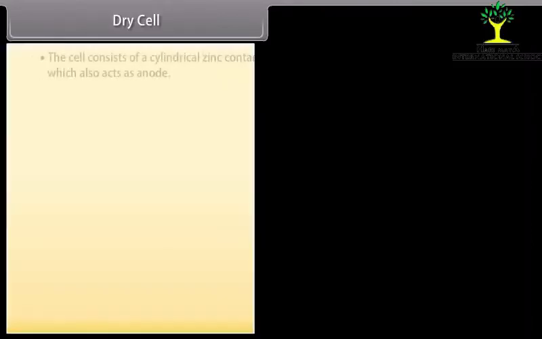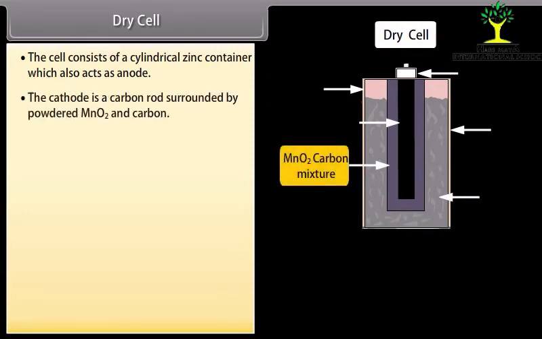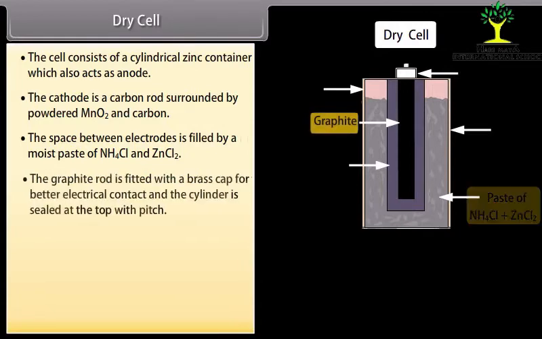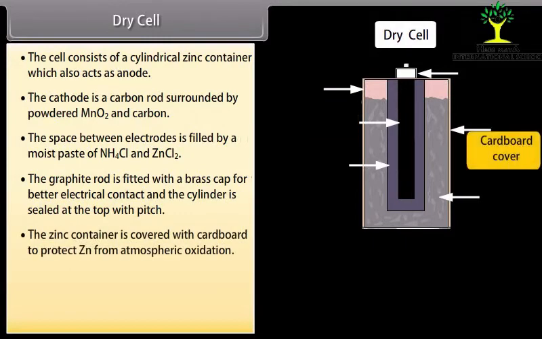Dry cell. The cell consists of a cylindrical zinc container which also acts as anode. The cathode is a carbon rod surrounded by powdered MnO2 and carbon. The space between electrodes is filled by a moist paste of NH4Cl and ZnCl2. The graphite rod is fitted with a brass cap for better electrical contact, and the cylinder is sealed at the top with pitch. The zinc container is covered with cardboard to protect Zn from atmospheric oxidation.